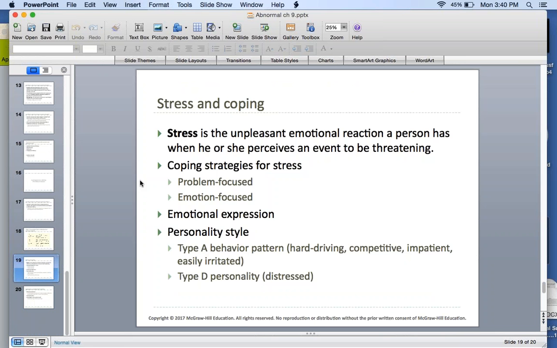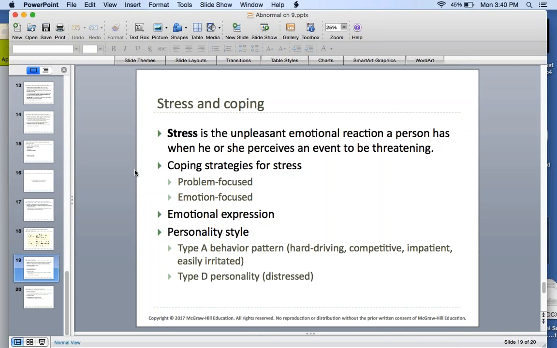So a couple things to talk about here, and that is stress and coping. Stress, in case you're not familiar with this, is the unpleasant emotional reaction a person has when he or she perceives an event to be threatening. Okay, if you've never experienced stress, that's weird. So we do have these different coping strategies. We can focus on the problem and changing the problem. We can focus on the emotion and change the emotion around the issue.